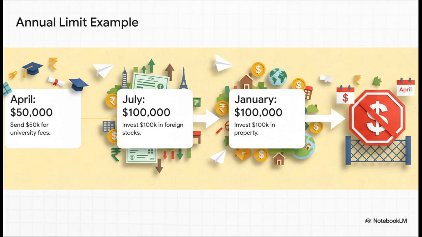The limit adds up over the year. As you can see here, you can do this in bits and pieces. Maybe you send $50,000 for tuition in April, then another $100,000 for stocks in July, and another $100,000 for property in January. But see what happens? You've now hit that $250K mark. So when you try to send that last 10 grand in March, denied. You're maxed out until the next financial year starts in April.